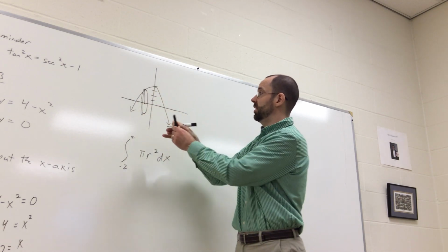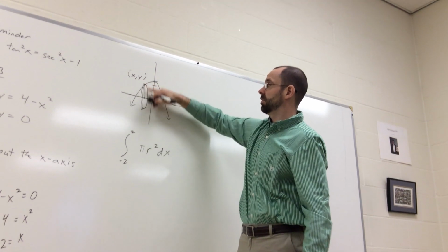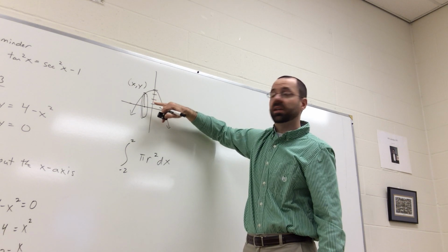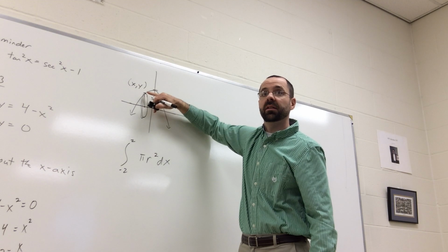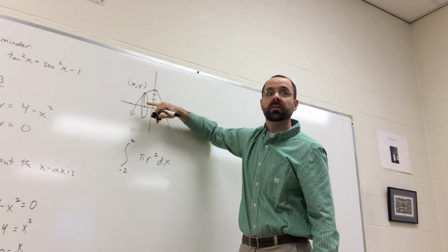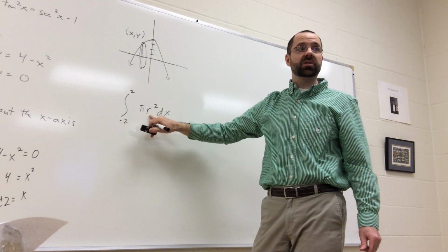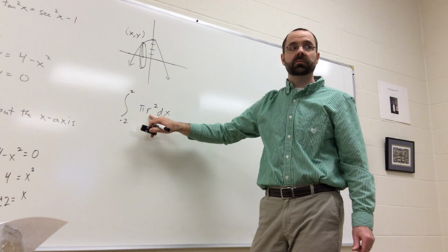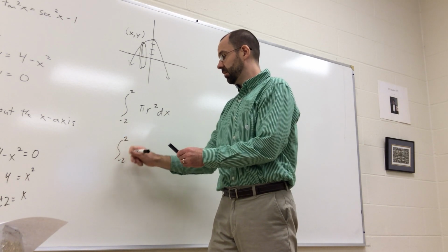So if that point is x comma y, what is the radius? It's the distance up and down from the axis to the point, right? So that's the y value of that point. So I'm going to put a y in place of my r squared. So everybody okay with the radius being y?